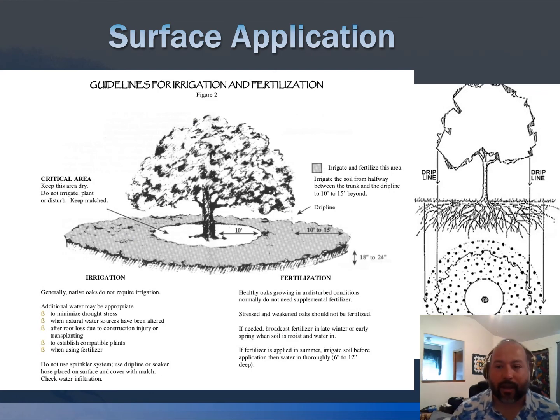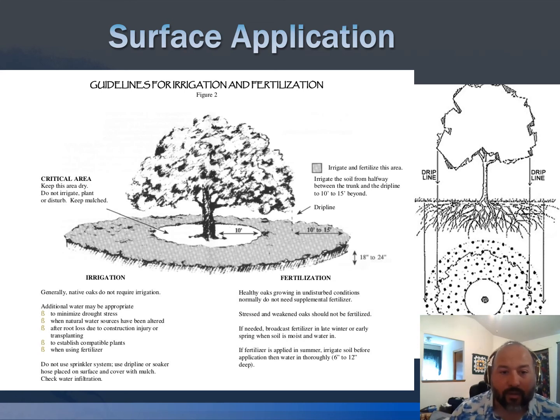So here's just, in terms of surface application guidelines for irrigation and fertilization. If we're talking about irrigation, why are we adding water? Well, we're trying to minimize drought stress. If our natural water source has been altered after root loss due to construction or injury or transplanting, to establish compatible plants, or when using fertilizer, we want to irrigate because that's how the fertilizer works.